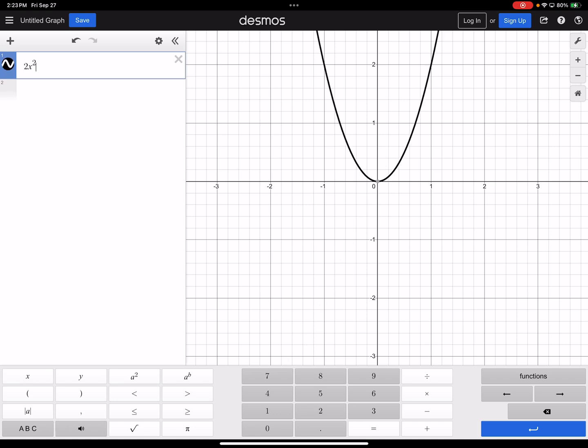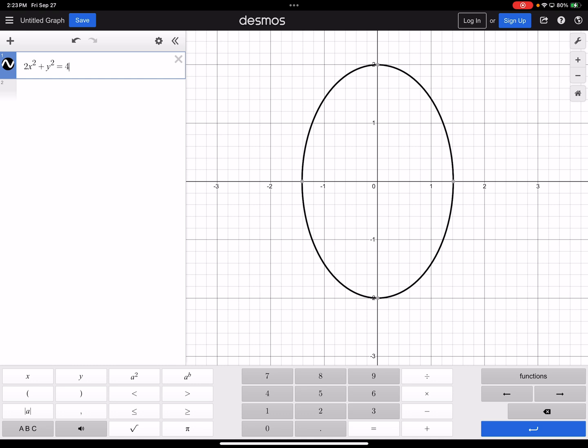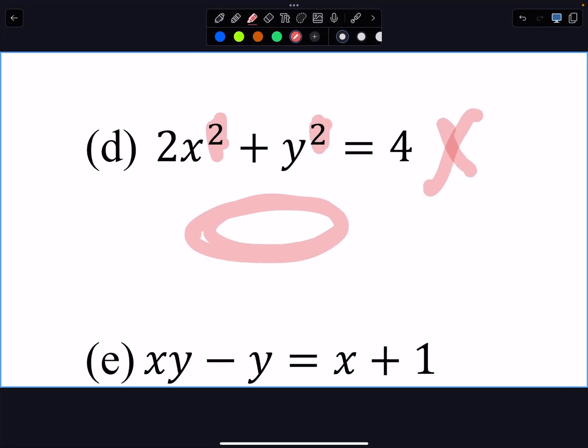2x squared plus y squared equals 4. Oh no, what's the other way? Because if I divide by 2, oh, I see. I would have 2 in the denominator. I was right the first time. Brain fart there. I was right the first time. So it would be like this. Here.